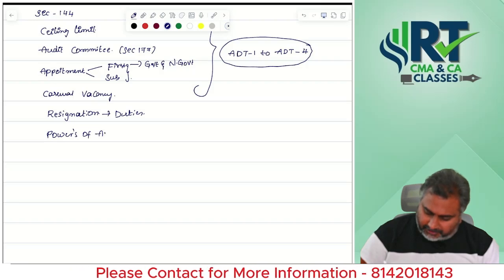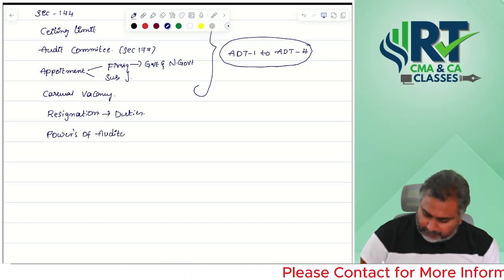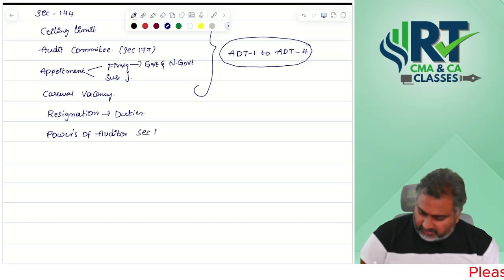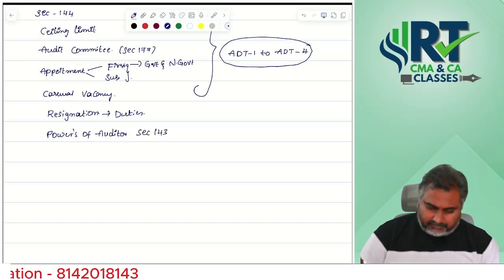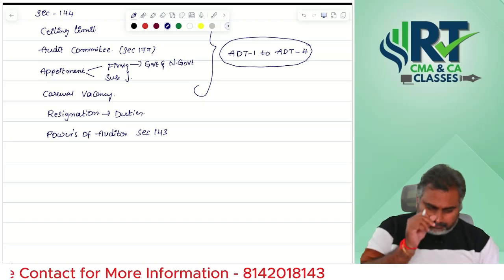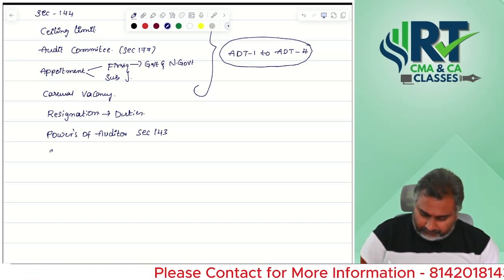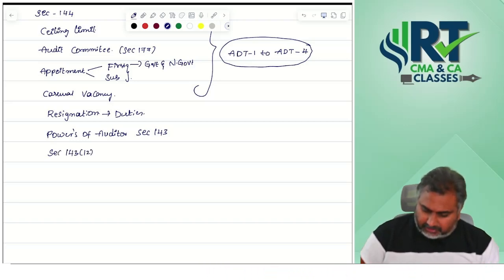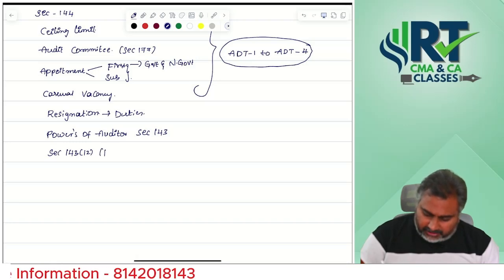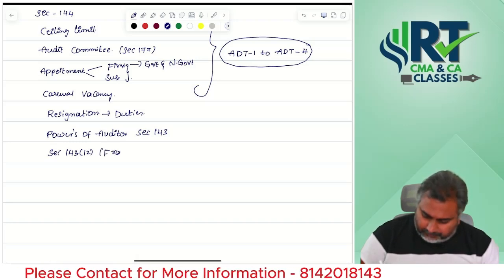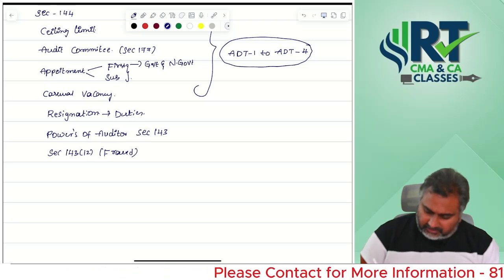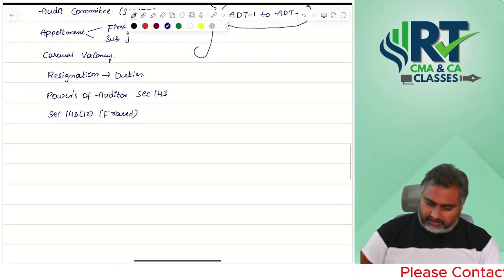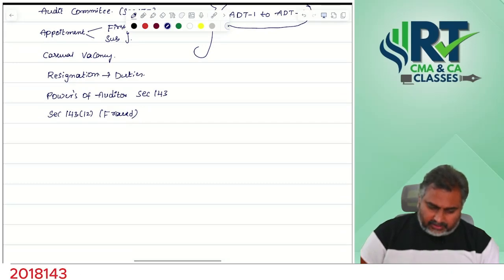Powers of auditor, section 143. Section 143 subsection 12, that is regarding fraud. What is the auditor's responsibility regarding this? Okay.